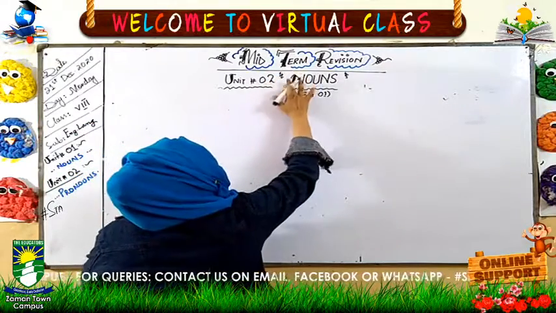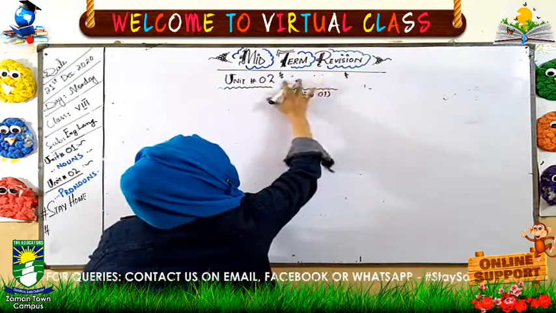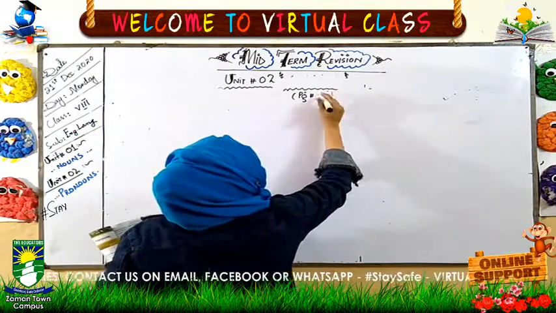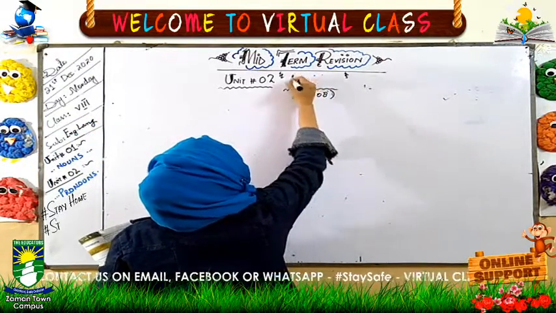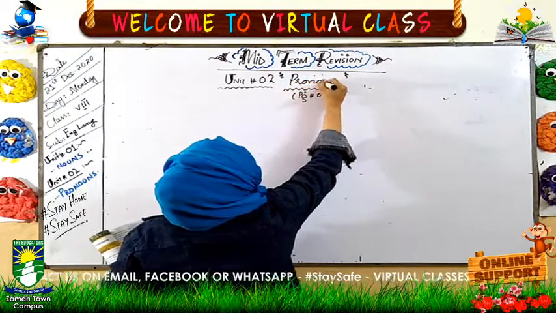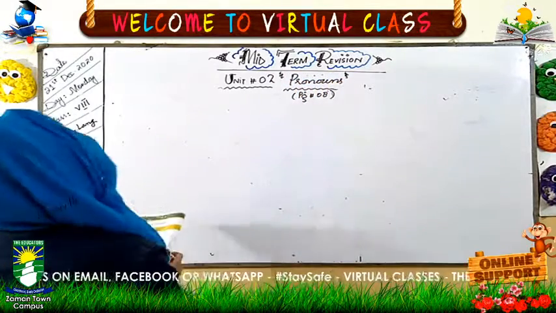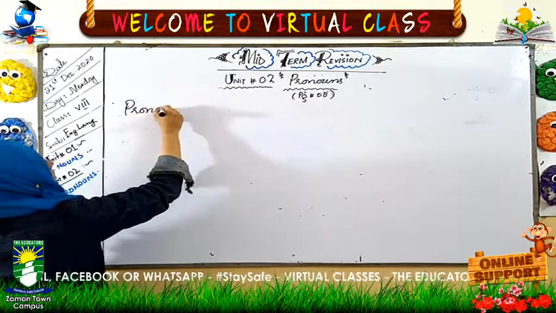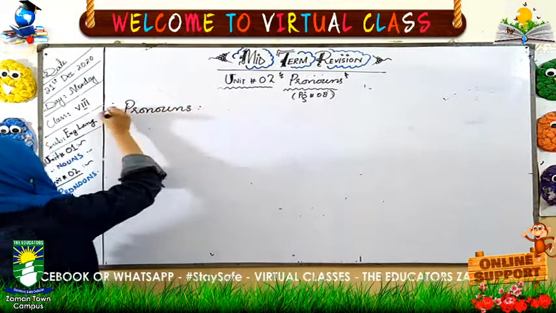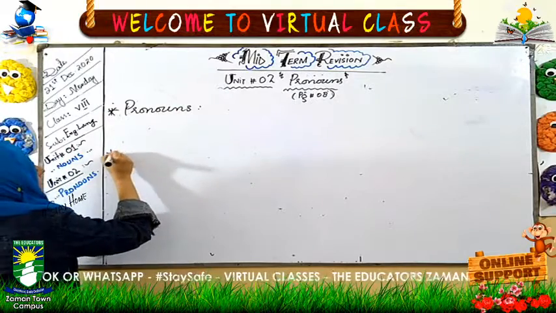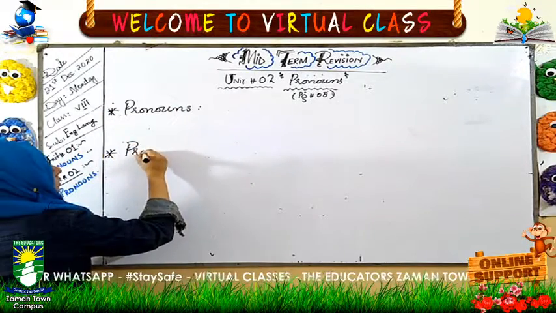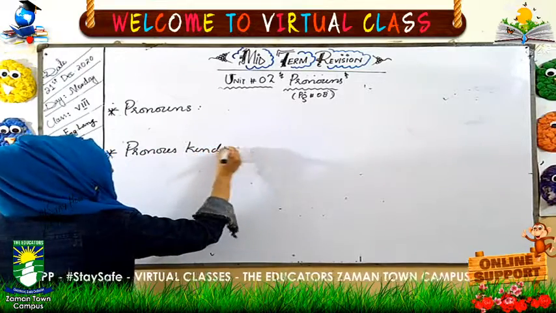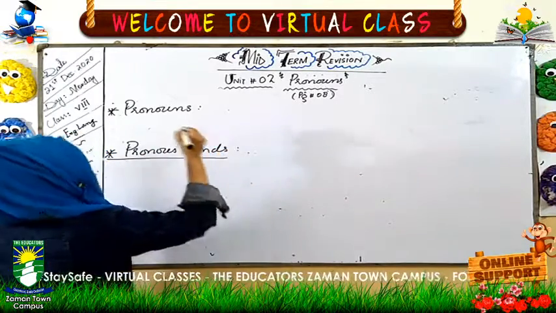Unit number 2, and this would be pronoun, and it's on page number 8. Pronouns. Right, now we will understand what pronouns are, and as we have discussed in noun, similarly we have some kinds of pronouns too. Pronouns, kinds.